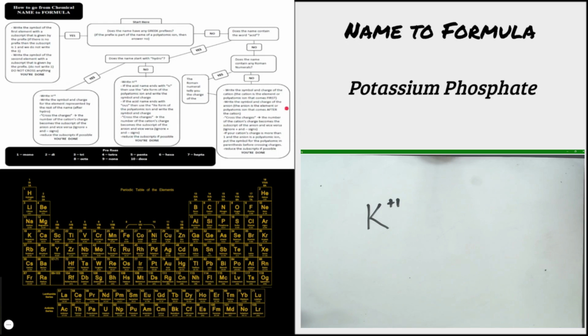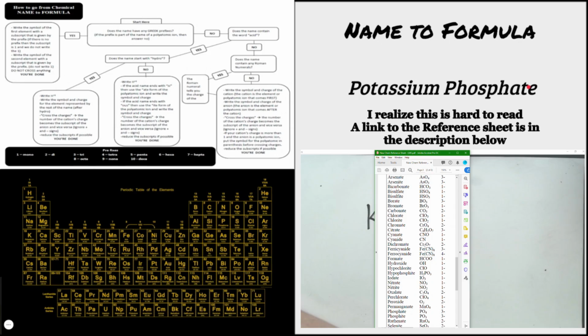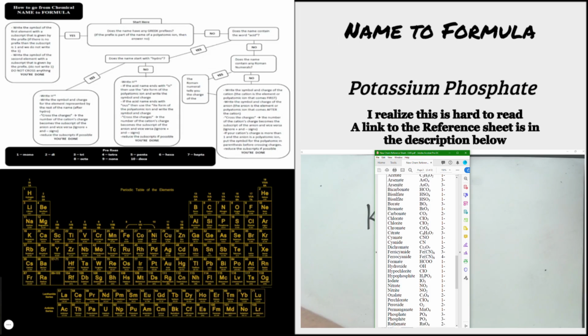Now I'm going to write the symbol and charge of the anion. Well, the anion is phosphate, and this is what you need to recognize. If it ends with ATE, then that means it is one of these polyatomic ions. If it ends with ATE or ITE, it's definitely one of these. There are a few of these polyatomic ions that do not end with ATE or ITE. I mean, notice most of them end in ATE. You have a couple of IDE ones, and you just need to recognize those by their names.